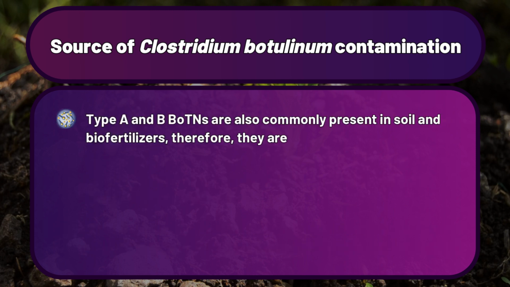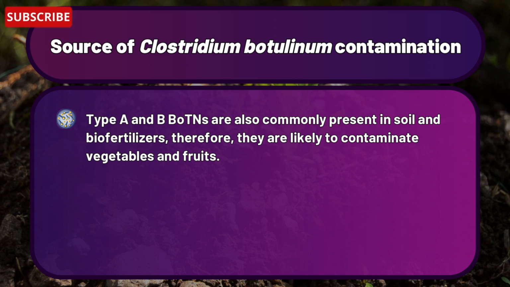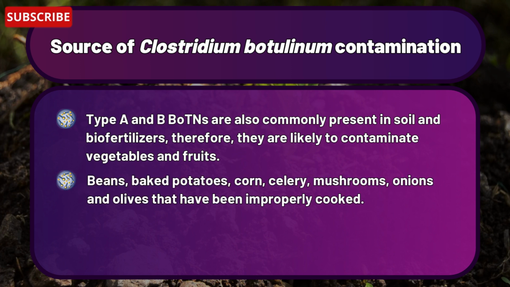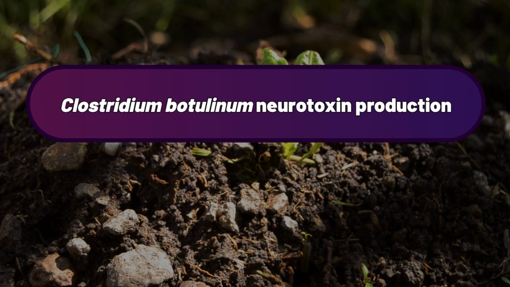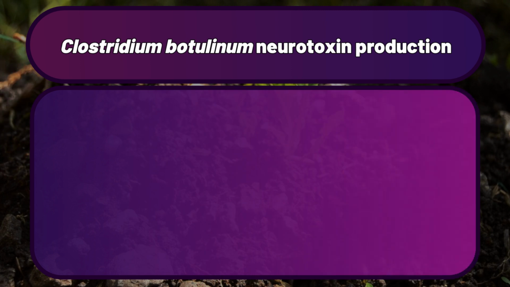Type A and Type B botulism neurotoxins are also often found in soil and biofertilizers, as they are likely to infect crops and fruits. Beans, baked potatoes, corn, celery, mushrooms, onions, and olives that have been improperly cooked. Next comes the Clostridium botulinum neurotoxin production.